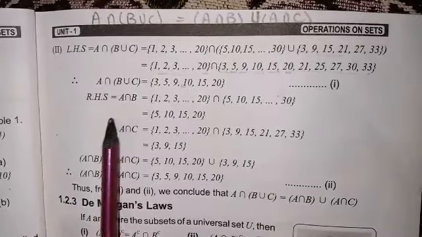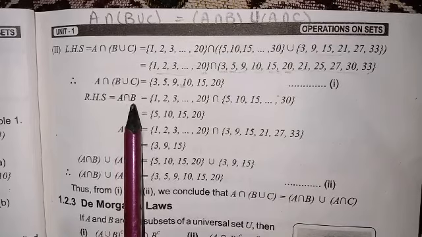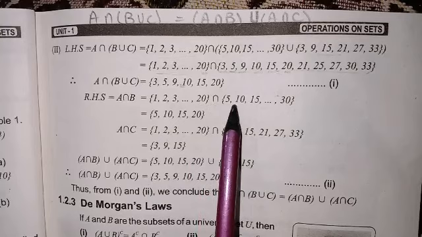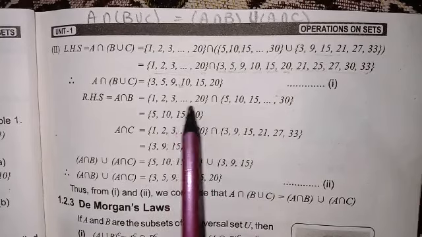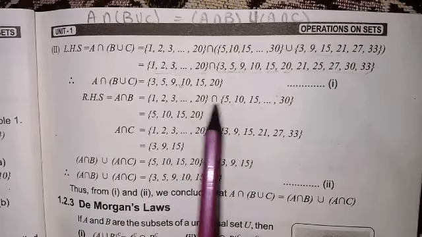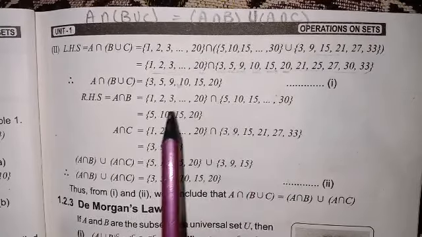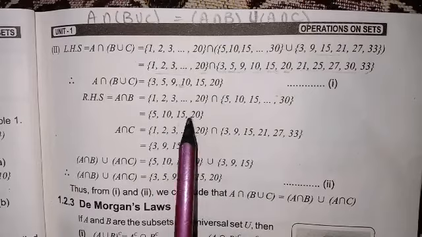Now students, here is our right hand side. Firstly, we will find A intersection B. Here is set A, then intersection, then set B. As you can see, in set A we have 1 to 20, all natural numbers, and in set B we have multiples of 5 from 5 to 30. So the common elements in both sets are 5, 10, 15 and 20.